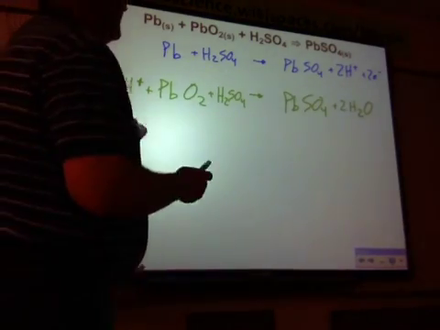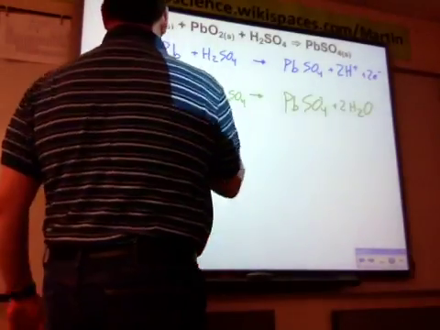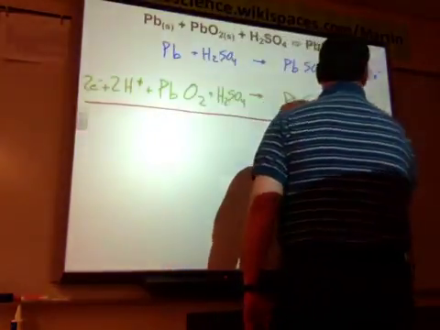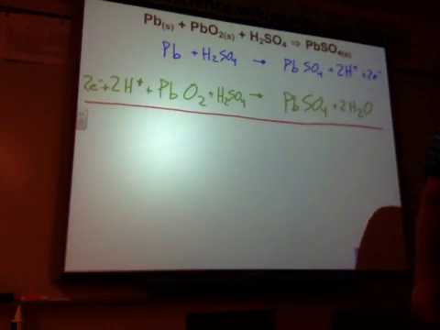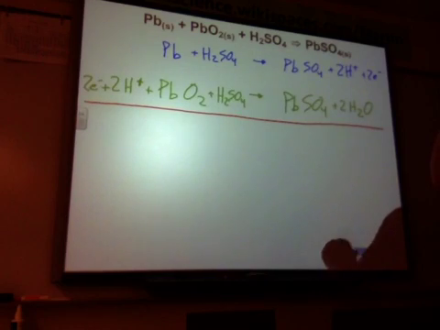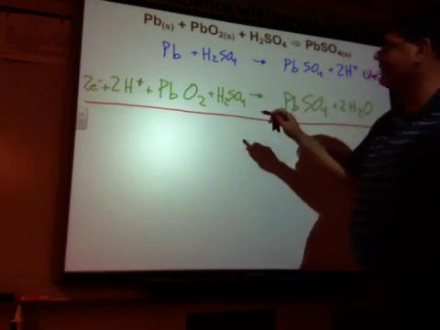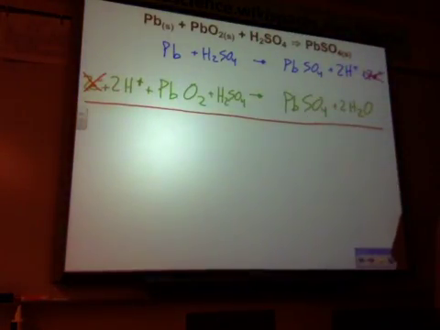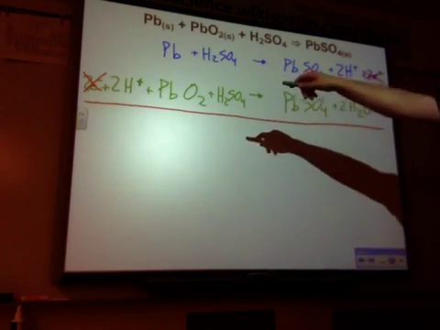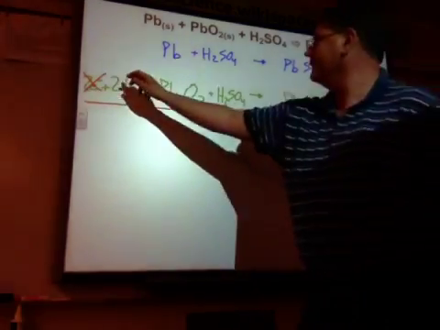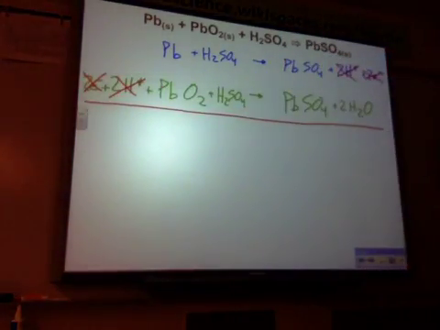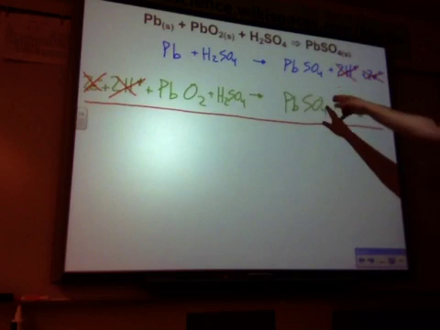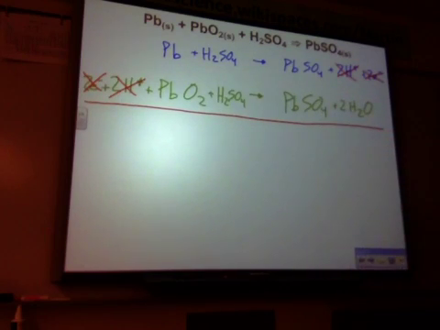Okay, now we add them together. So what can we cancel? The very first thing we should look at canceling is the electrons. 2 there, 2 there, we're good. Can we cancel anything else? Oh yeah, we got 2 hydrogens there and 2 hydrogens there. Let's get rid of those. Anything else? Well, both PbSO4s are on the same side, so we don't want to cancel those. Everything else we can just add, right?